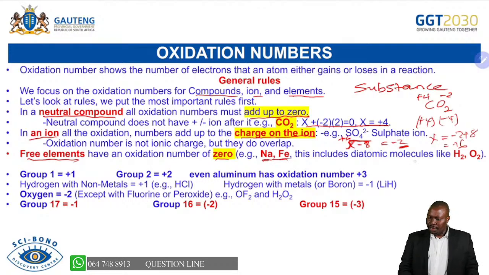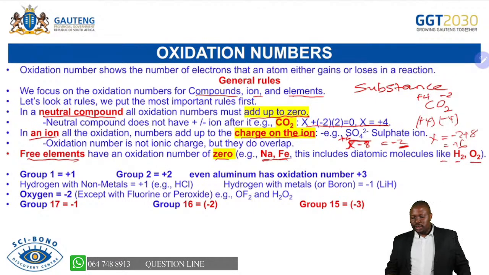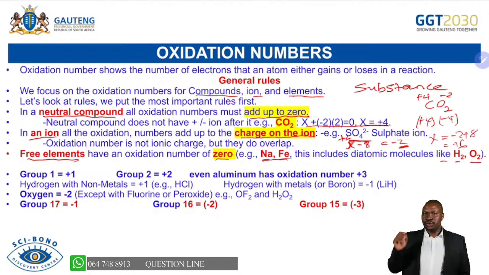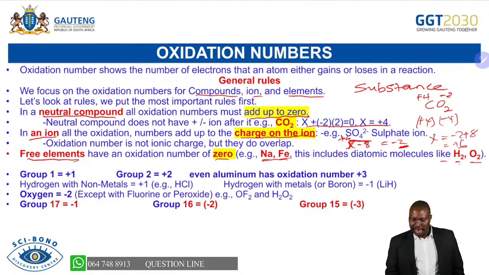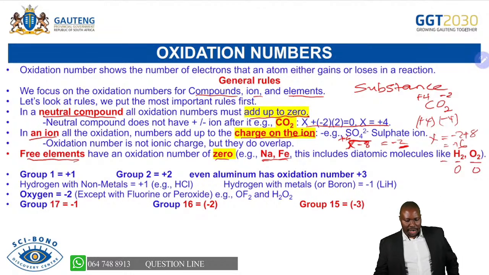Now, this includes diatomic molecules like hydrogen and oxygen. So it applies as well to diatomic molecules, those which go in pairs. We are saying that when they are two like that, their oxidation numbers are 0, 0 in that way.